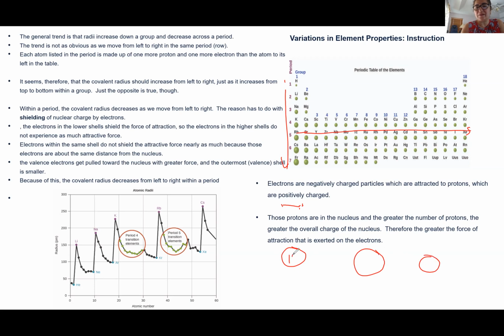So let's say sodium has 11 electrons, and magnesium has 12 electrons. For the 12 electrons, you have 12 protons, and you have the same energy levels. You have 3 energy levels for sodium, and the same number of energy levels for magnesium. So they are at almost the same distance, because it's from the nucleus to energy level 3 in both cases.